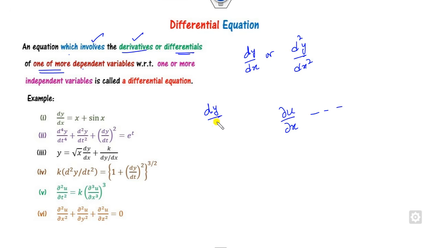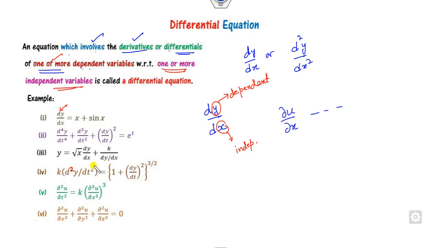Remember, when you write dy over dx, the part on the numerator is called the dependent variable. This is my dependent variable, and this, with respect to x, is called the independent variable. So any equation which involves the derivative, like dy upon dx, d power 4 and so on, which may have one or more dependent variables with respect to one or more independent variables, is called a differential equation. For example, if you closely look at all these 6 examples, you have seen that some have dy by dx, some have power 2, some have the partial derivative and so on.